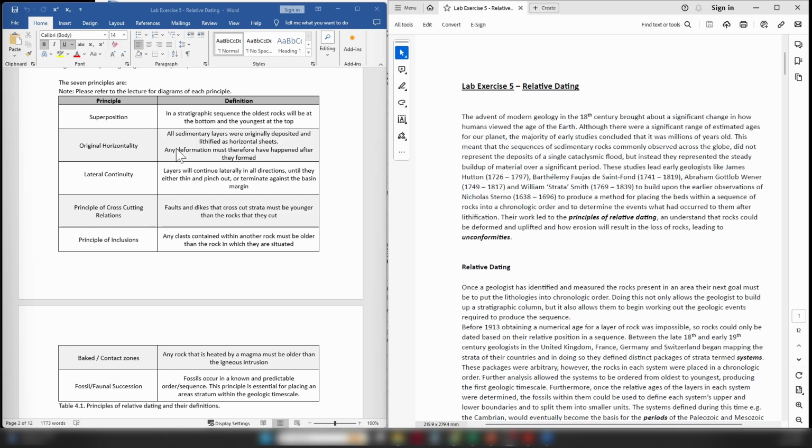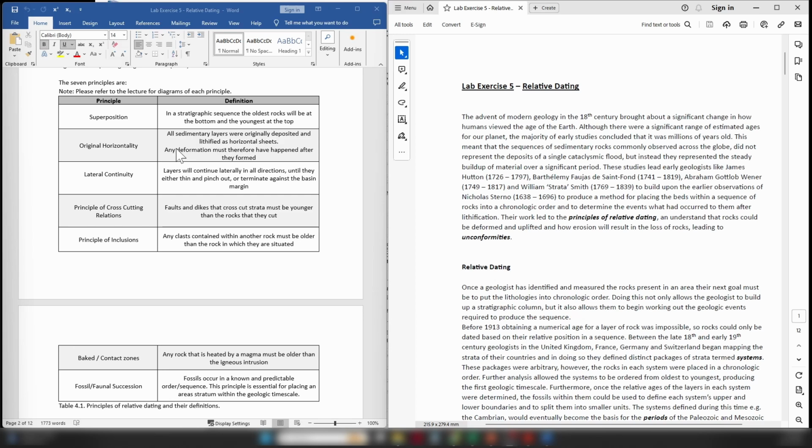So original horizontality simply says that when a layer of sediment is deposited, it will initially form a horizontal layer. So if you walk up to a sequence of rocks and you see they are tilted, that tells you that tilting must have occurred after the layer of rock formed. So if your layer of rock is folded or warped in some way, that process must have occurred after the layer of rock formed.